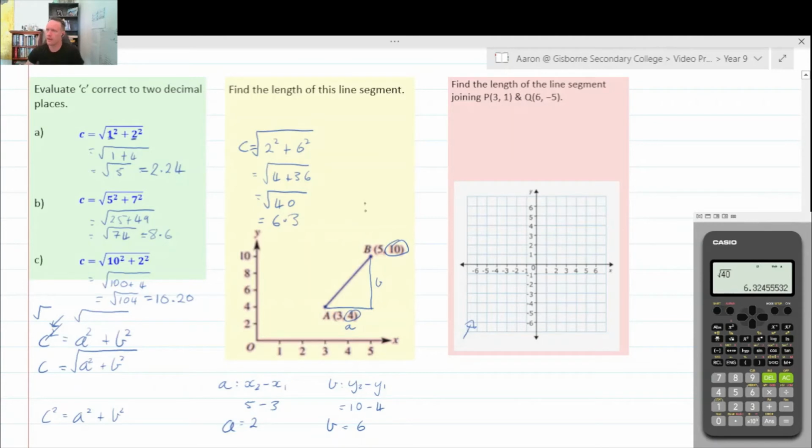6.3. And I'll plug it all in the calculator in one hit: square root of 2 squared plus 6 squared. So if you're not confident with your working out, you'll see we get exactly the same answer. Okay, so that is how we find the length of a line segment.